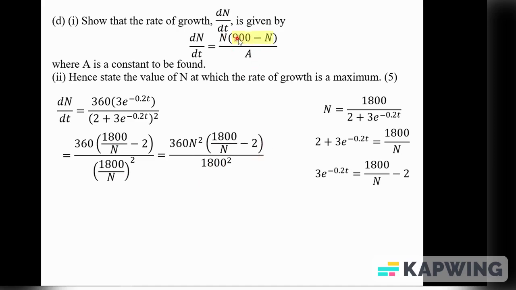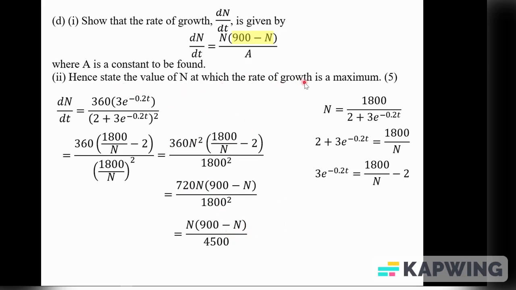But I need to get into this form with 900 minus N. So I need to divide this bracket by 2. So take a 2 out and put N in. So this is going to be multiplied by 2 and divided by N. So I'll still have the 1800 squared on the bottom. I'll change this to 900 minus N by multiplying by N and dividing by 2. And then finally, cancel it down, divide the top and bottom by 720. I get my A is 4500.